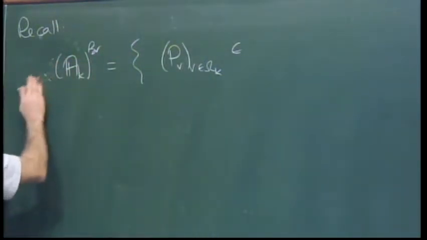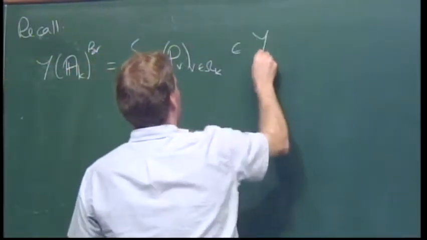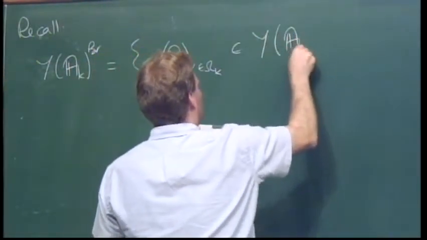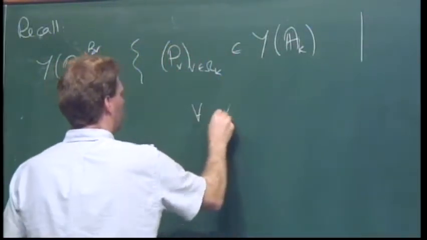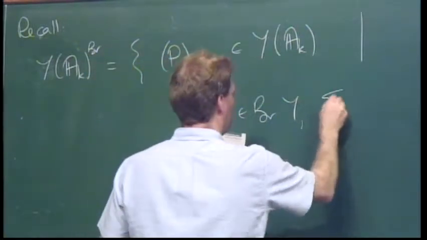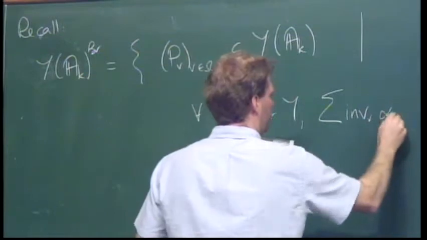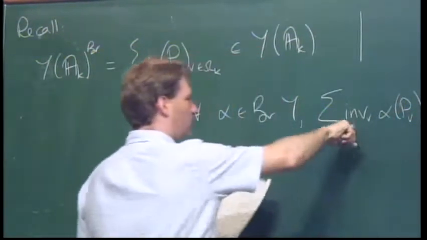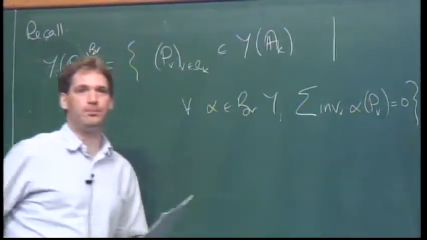Okay, let me not call it X, since X is going to stay the same thing all the way through. Let me call this Y instead. So it's a set of adelic points such that for all alpha in the Brauer group of Y, whatever that is, if I apply alpha to P_v, take the invariant and add them up, I get 0.